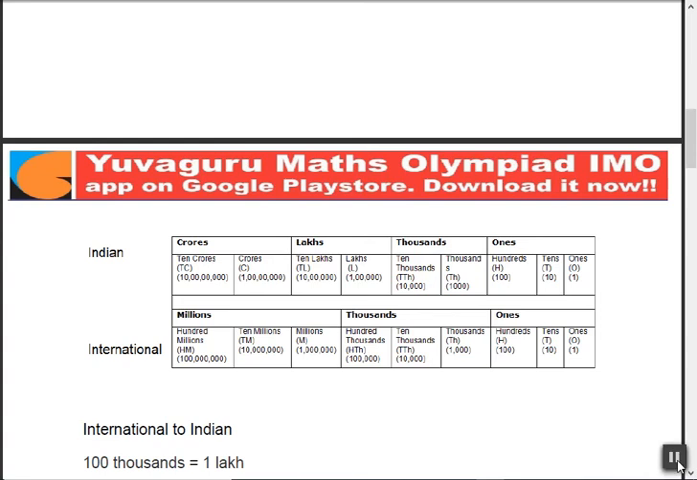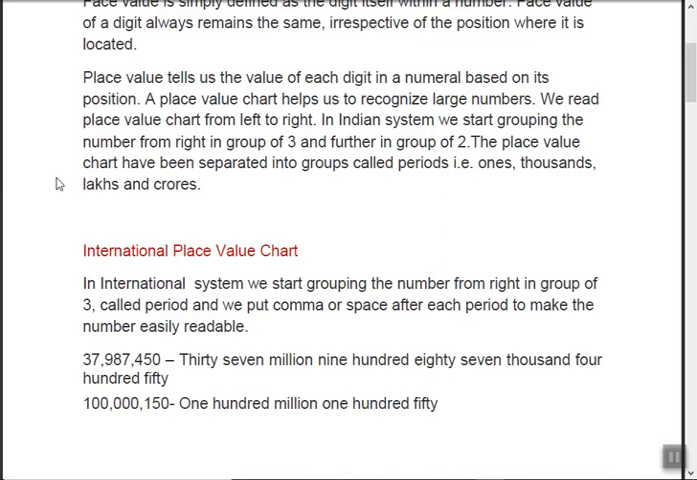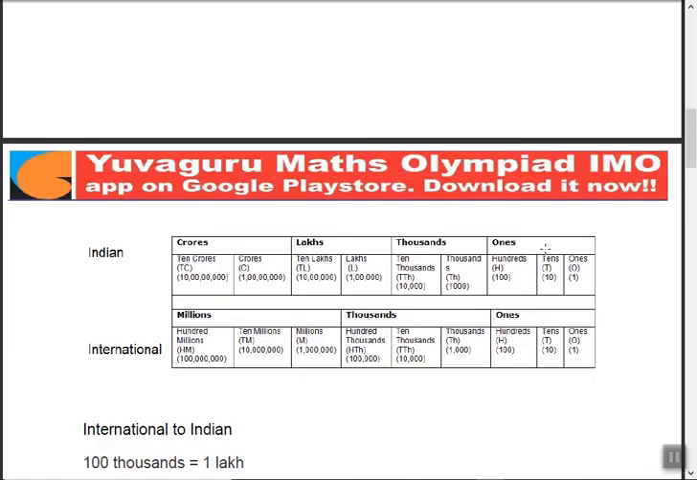3-2-2-2 system. Okay. The place value chart has been separated into groups called periods: ones, thousands, lakhs and crores. See here, what does period mean? Ones is a period, thousands is a period, lakhs is a period, and within that there are separate place values. Okay, so there are 4 periods, right? You can go higher also, but here you can see there are 4 periods.